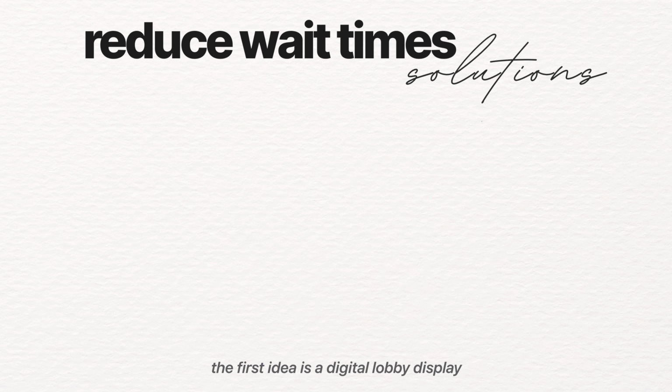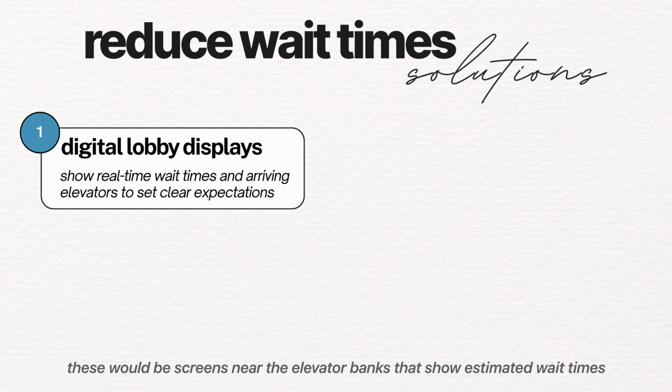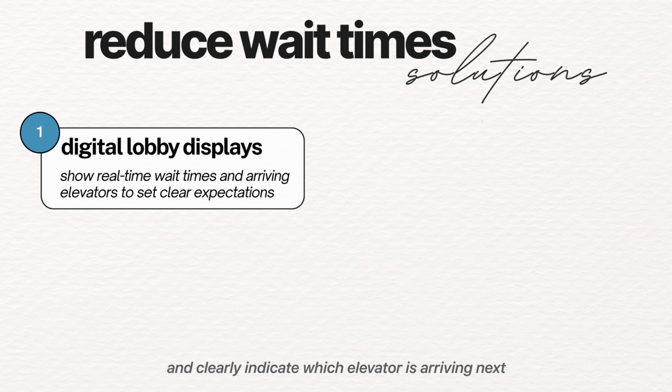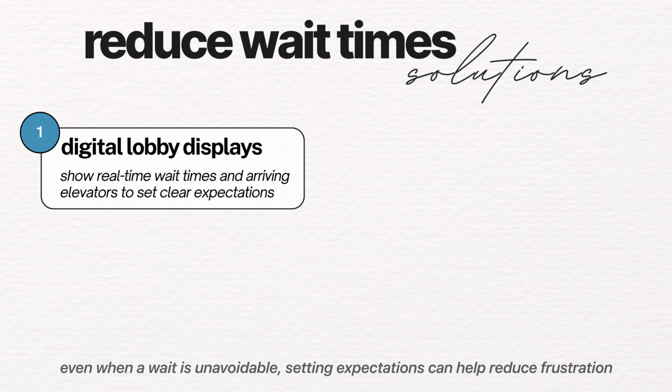The first idea is a digital lobby display. These would be screens near the elevator banks that show estimated wait times and clearly indicate which elevator is arriving next. Even when a wait is unavoidable, setting expectations can help reduce frustration.